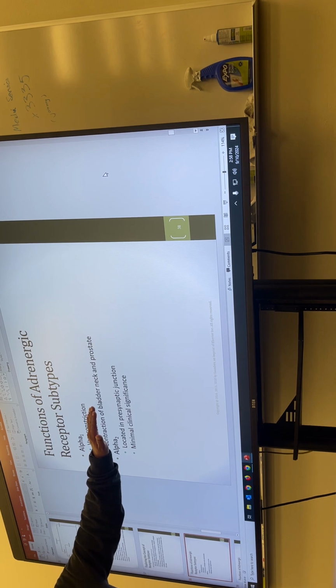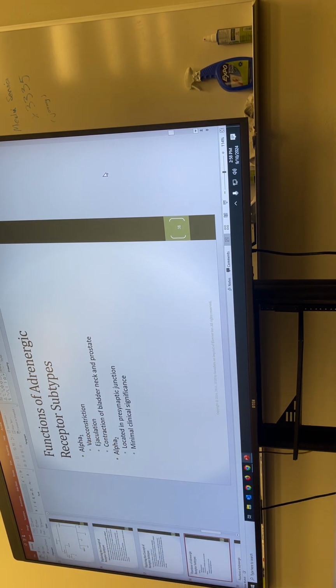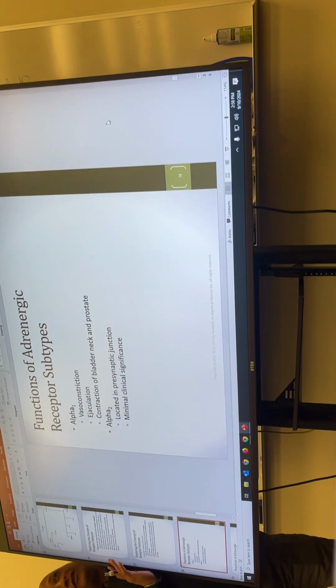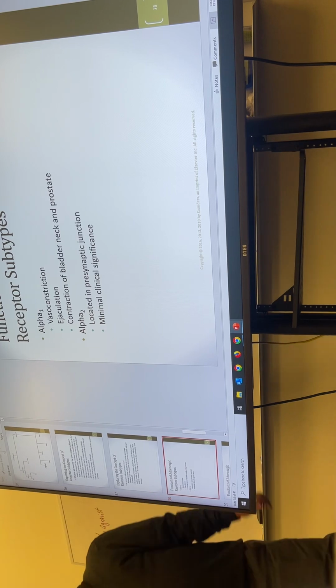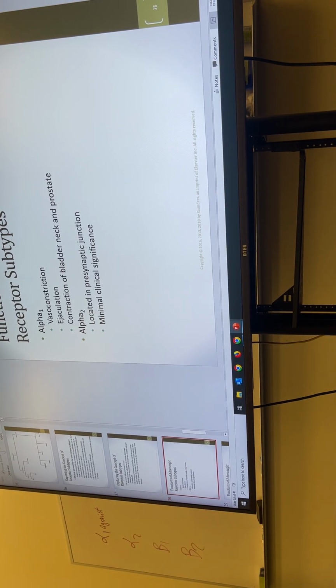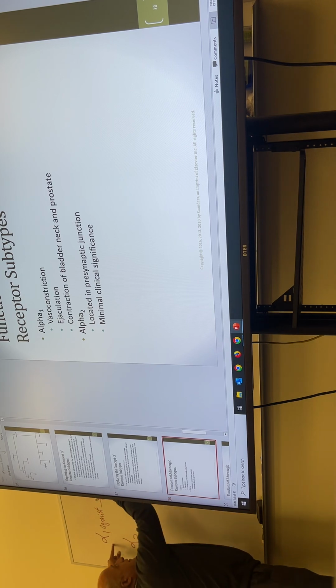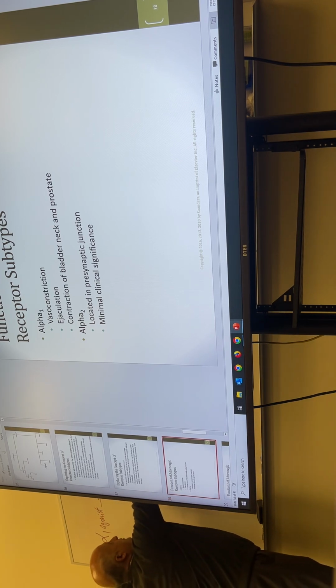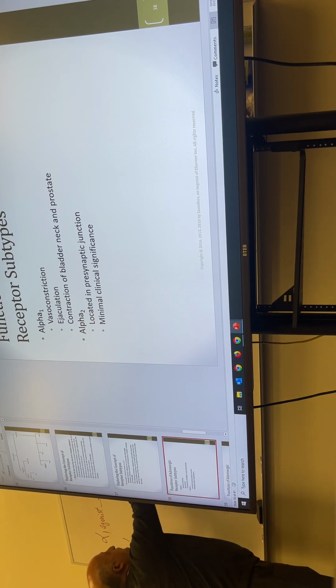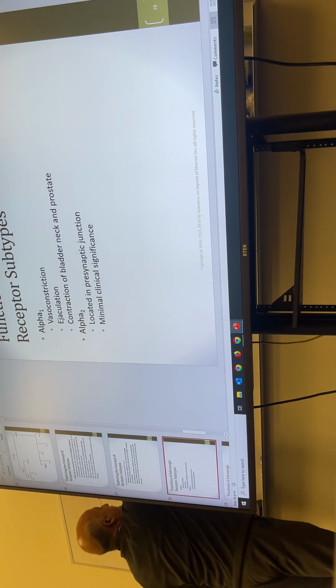Vasoconstriction happens when we have an alpha 1 agonist. So where are the alpha 1 receptors? They are in arteries and veins, the venous system and arterial system. When we use an alpha 1 agonist, what's going to happen? Vasoconstriction, right? If you do vasoconstriction, what happens to blood pressure?